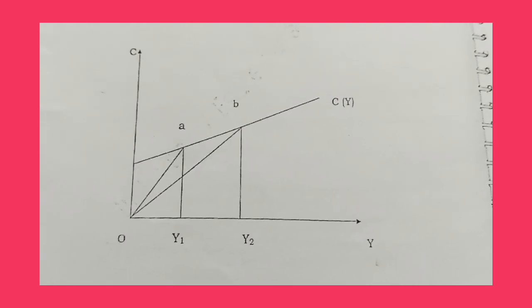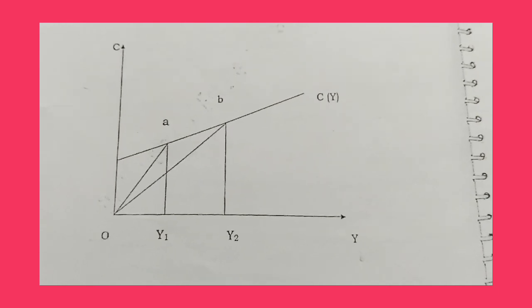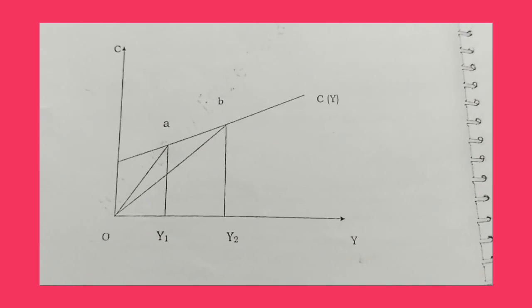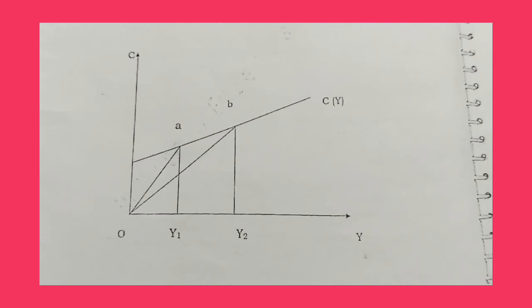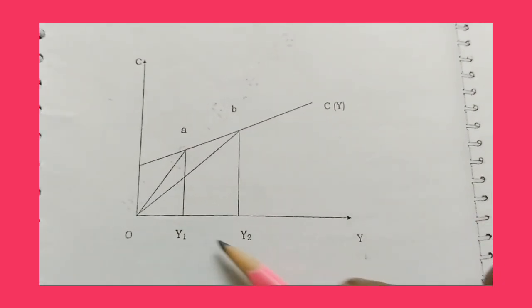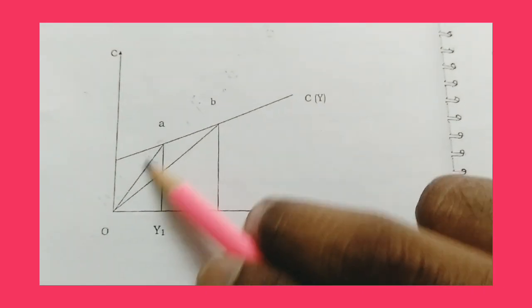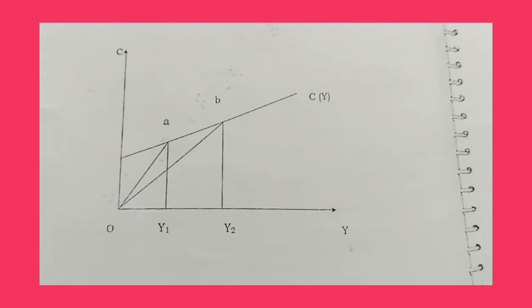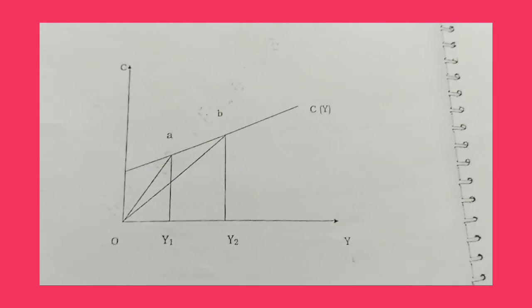It is clear from the diagram that marginal propensity to consume, or slope of the consumption function, is positive but less than 1. It is also clear from the diagram that as income rises from OY1 to OY2, the slope of rays declines. So it is clear that as income rises, average propensity to consume falls.